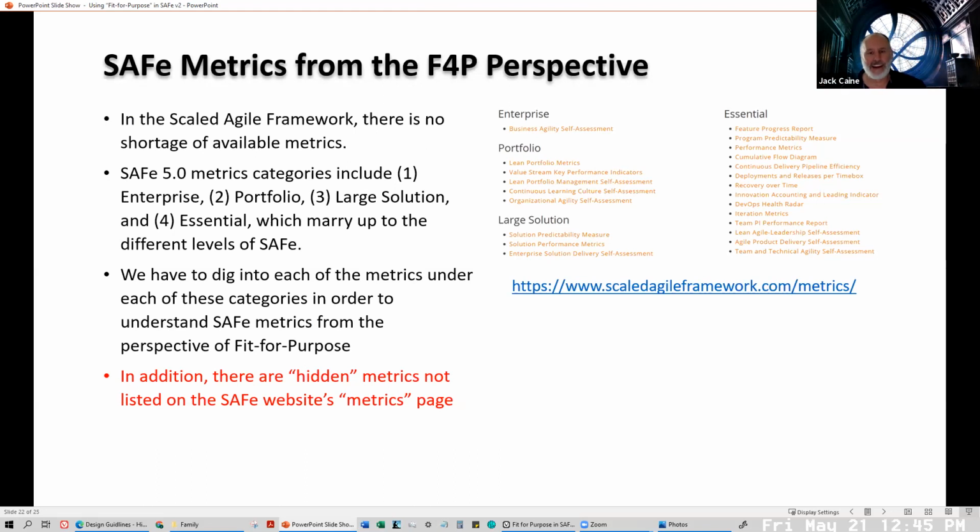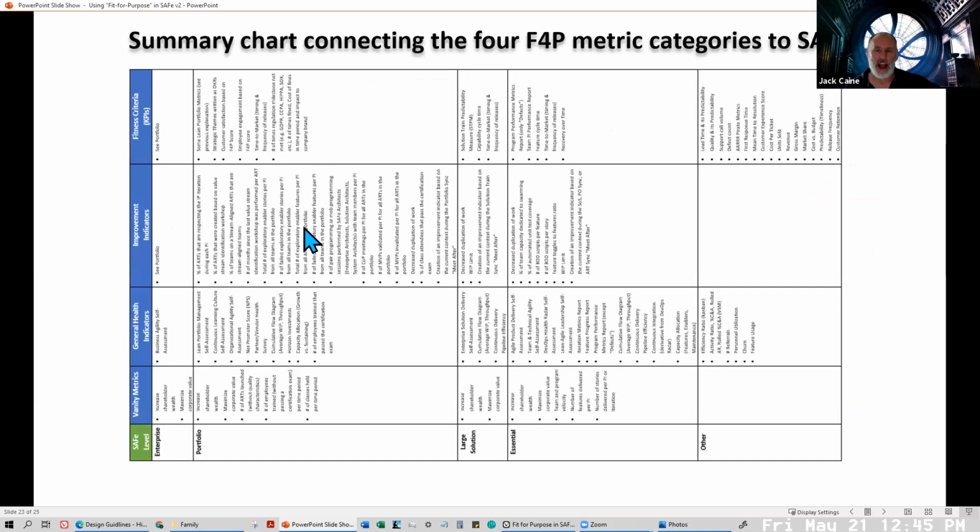In addition, there are all kinds of hidden metrics not listed on this main page, and they're all over the place. Okay, I know this is sideways, but when you get your PDF, you can turn it this way. It's the only way, and it basically gives a listing that maps the answer to that previous slide's question: which metrics go into which fit for purpose metric category.